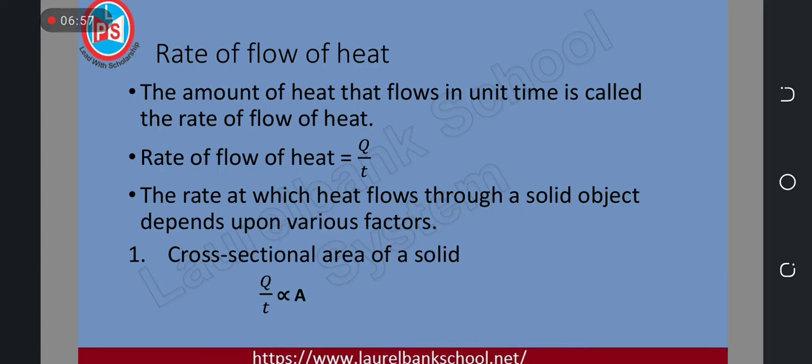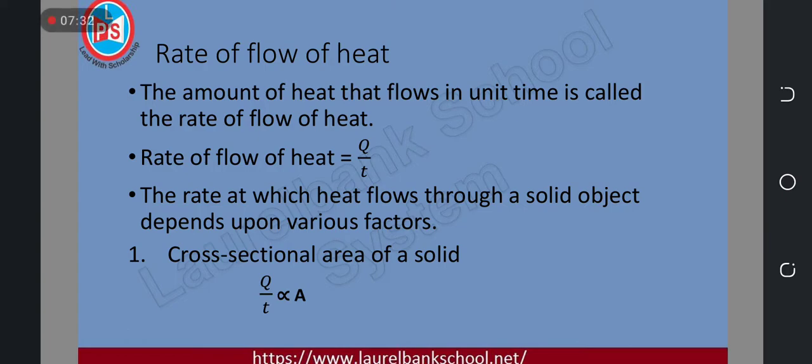So in order to find out the factors, we have to consider a solid box having two opposite faces, each of cross-sectional area A, and it is heated with temperature T, and then heat Q will start to flow along its length to the opposite face at a temperature that is lower than the temperature at which heat is being provided.